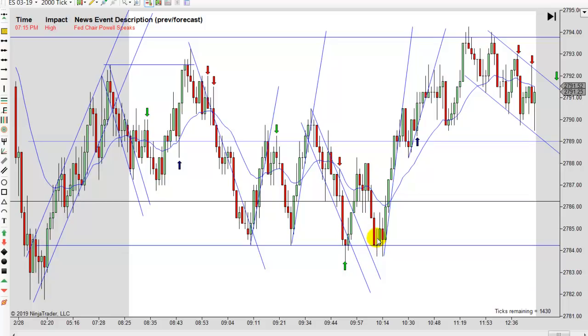But I don't think you're going to fool a lot of people here. And you notice we didn't. It tried to go higher, and then it bounces again. And so I don't think you want to enter either one of those.